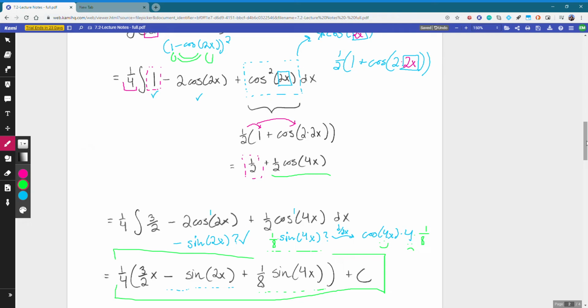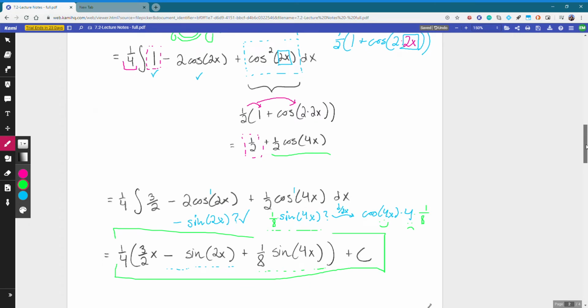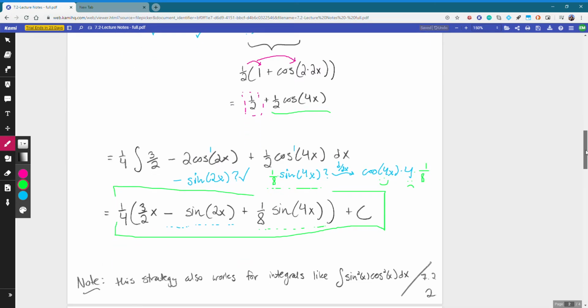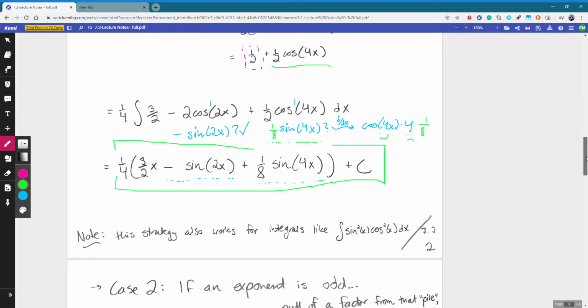Now, sine to the 4th doesn't have any cosines involved, but this strategy that we just made use of, just using our double angle formulas as much as possible until we can integrate, this definitely works if we have both sines and cosines, as long as both powers are even. All right, so that was case 1, the strategy that we can use when both our exponents are even.